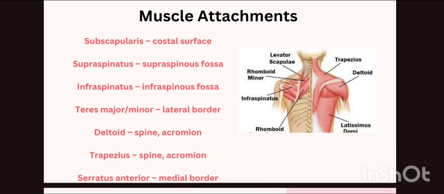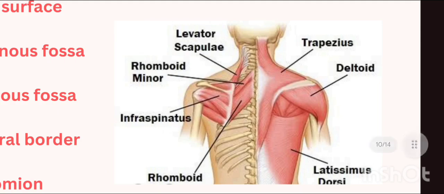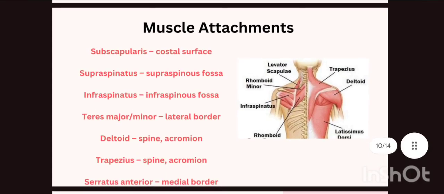Muscle attachments. I know muscle attachments sometimes look scary, but for the scapula, it's extremely simple because most shoulder muscles take origin here. Just remember the big ones. Subscapularis on the front. Supraspinatus, infraspinatus on the back, deltoid on acromion and spine, trapezius on the spine, rhomboids on medial border, serratus anterior on medial border, costal side. These are the muscles that stabilize your scapula. Without them, the bone cannot maintain its position.